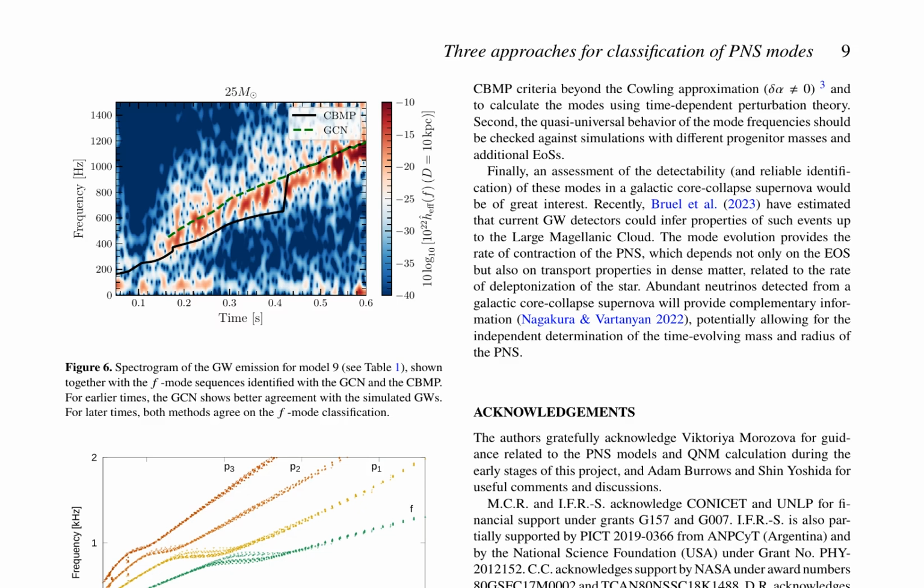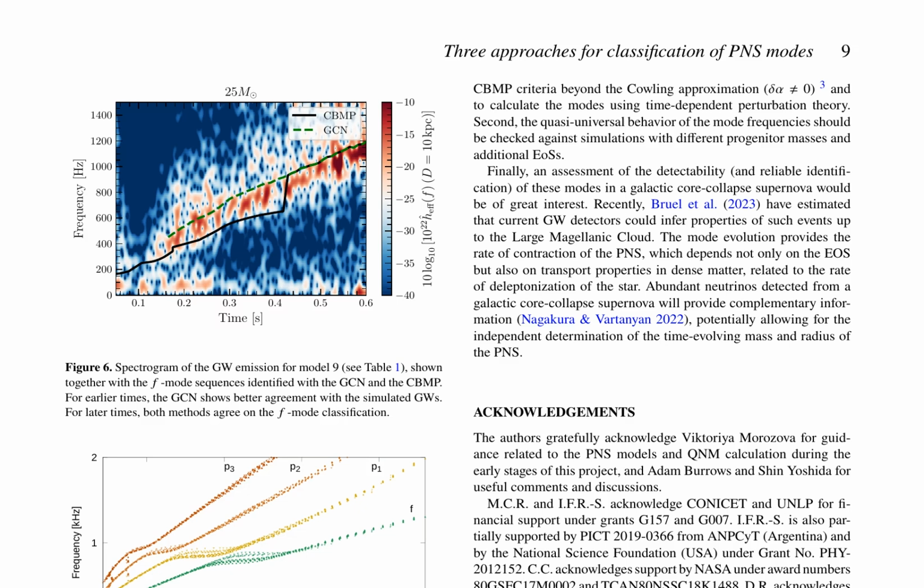The paper discusses the classification of postmerger neutron star (PNS) modes using two approaches: the Cowling approximation-based mode pattern (CBMP) and the gravitational wave (GW) network (GCN). The CBMP method is based on the Cowling approximation, which neglects the perturbation of the gravitational potential, while the GCN considers the full linearized Einstein equations.